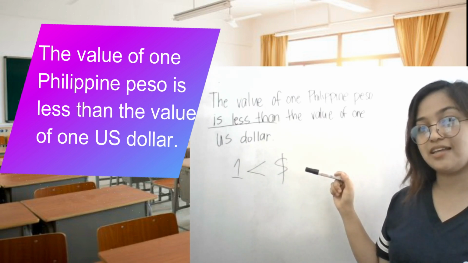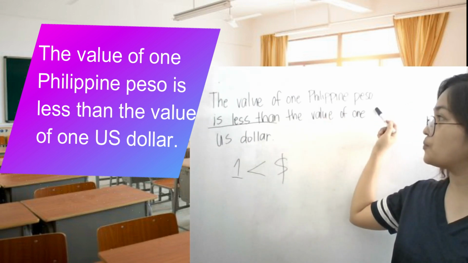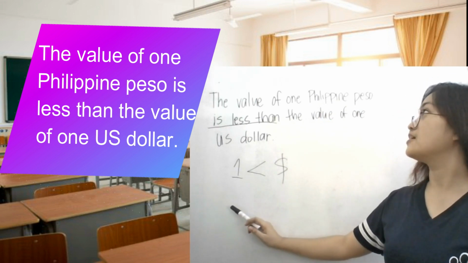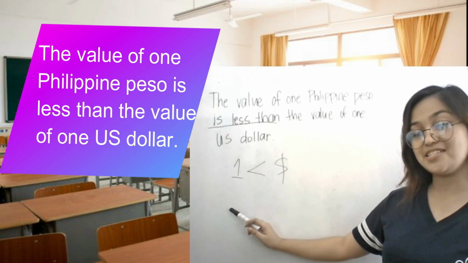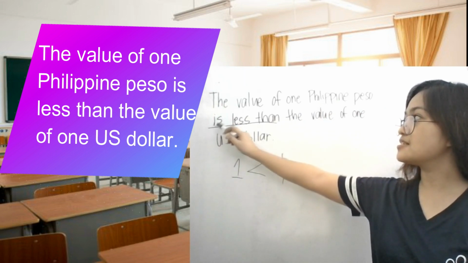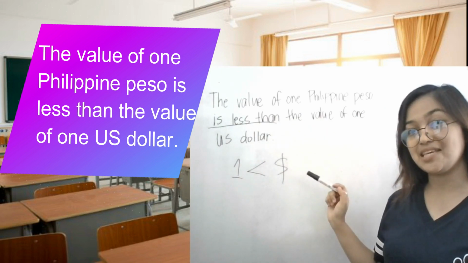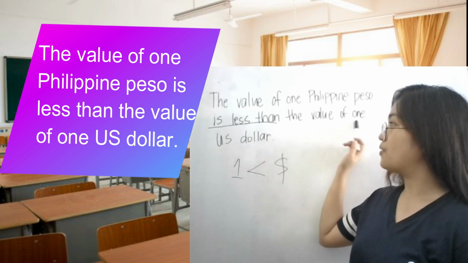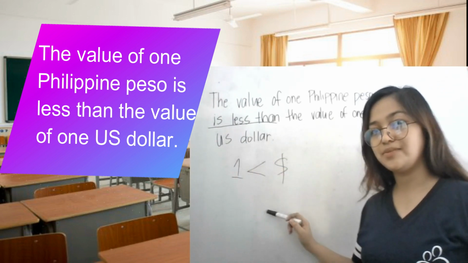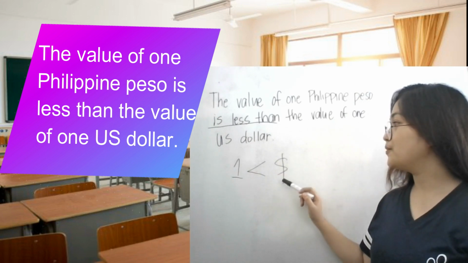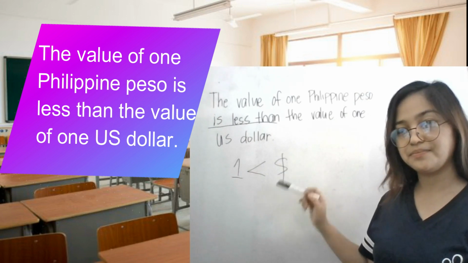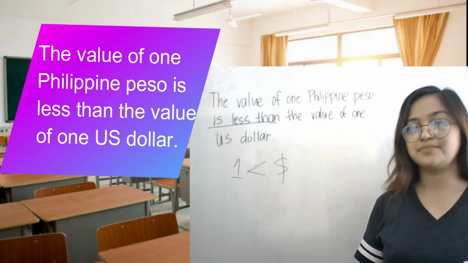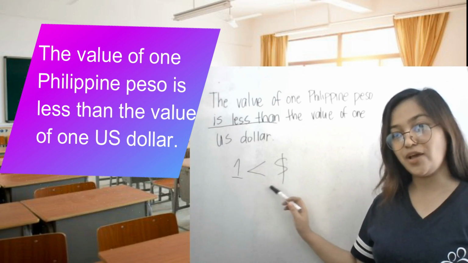The first thing you look for is what we need to translate. What is written here is the value of 1 Philippine peso. So that means we have 1 peso. And then, there is a word or phrase which is less than. That means we have less than. And then, the value of 1 US dollar. That means we have the symbol for dollar. So the mathematical equation for this example is 1 peso is less than 1 US dollar.